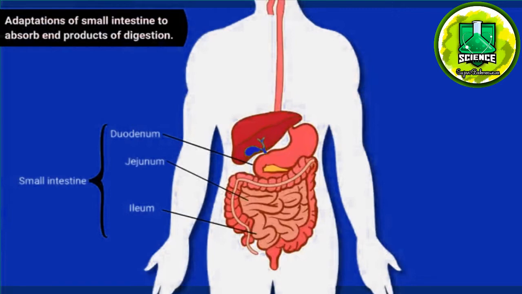Due to mixing of bile with food at the duodenum, the lipids in food are broken down into small droplets by the process called emulsification. Due to this action, enzymes get a greater surface area to act on lipid foods. Pancreatic juice contains three main enzymes. They are trypsin, amylase, and lipase.